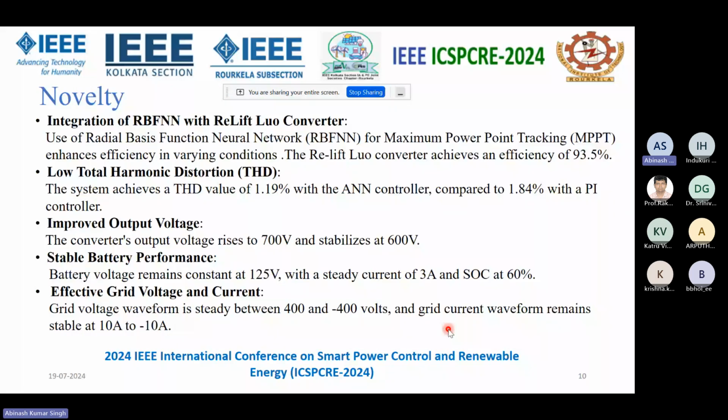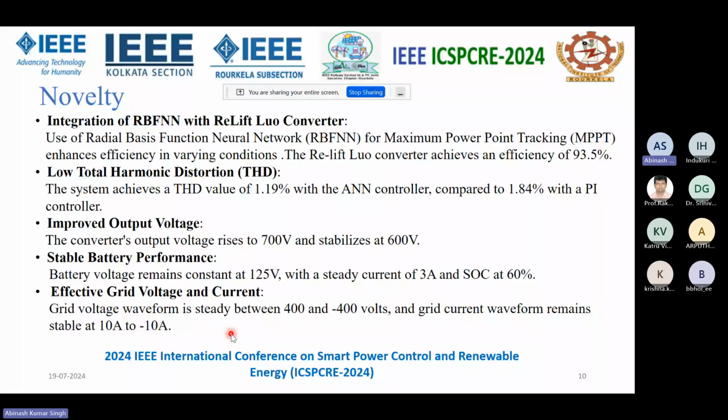Integration of the RBFN with the Luo converter. Second, low total harmonic distortion: the THD value is 1.19 with the ANN controller compared to 1.84 with the PI controller. Also improved output voltage and stable battery performance. It was very constant at 124 volt with a steady current of 3 ampere, and SOC is also 60%. And also effective grid voltage and current.